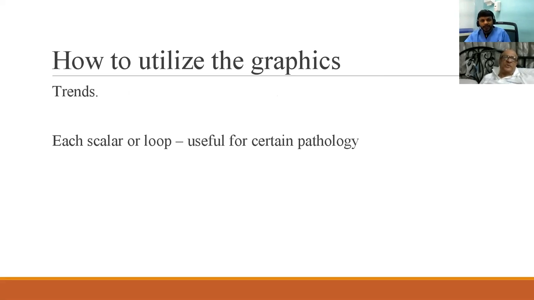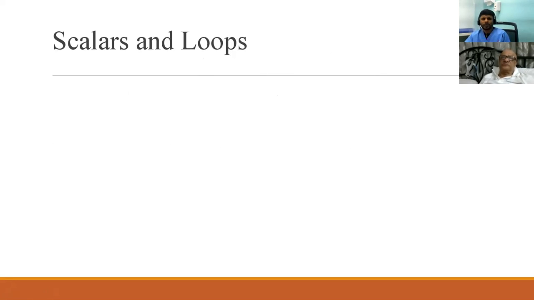How do we use these graphics? We use these graphics first in, like I said, the trends. When I see the baby on a ventilator at the beginning of ventilation, and subsequently, what the baby's response is to my treatment as well as to time. And each scalar or loop can be used to identify a particular pathology and address the particular pathology. So what are scalars, what are loops?